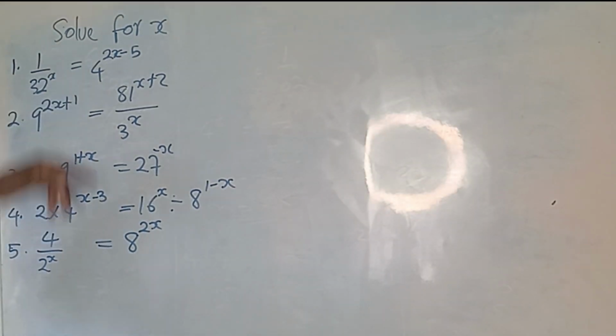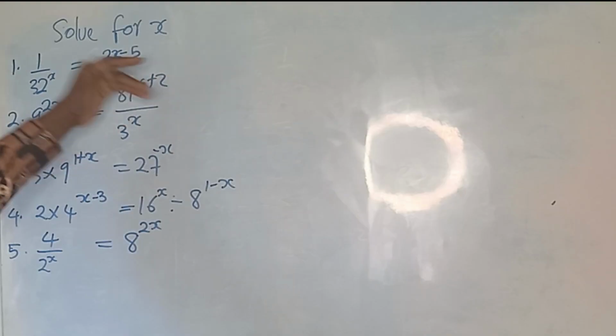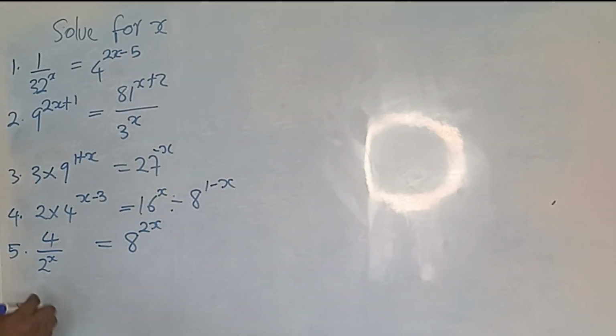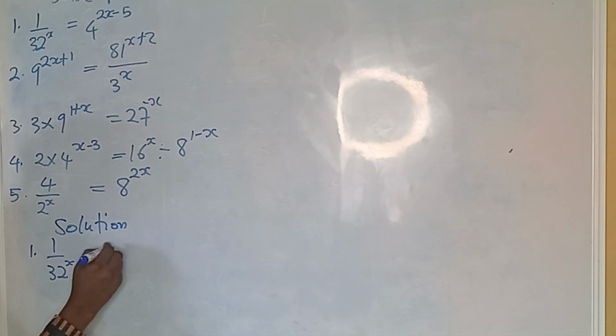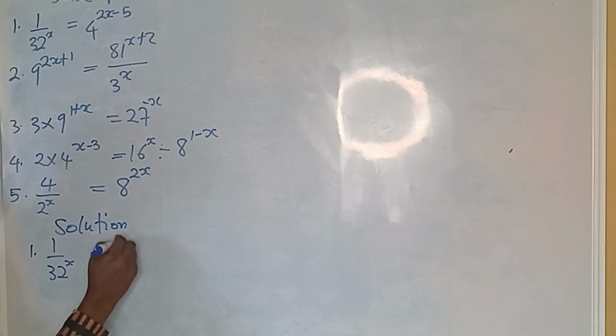Okay, so let's look at the questions. We have solve for x in the following. So solution, we have number 1, we have 1 over 32 raised to the power of x is equals to 4 raised to the power of 2x minus 5.